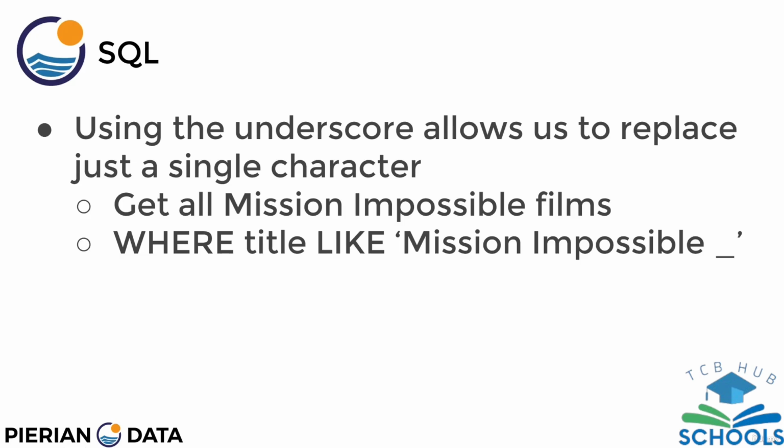Now using the underscore allows us to replace just a single character. For example, let's imagine we were storing the Mission Impossible films and they were titled something like Mission Space Impossible Space and then 1, 2, 3, or 4, etc. So we could do something like where title like 'Mission Impossible ' and then the underscore just leaves a single wildcard place to fill in whatever number we're looking for.